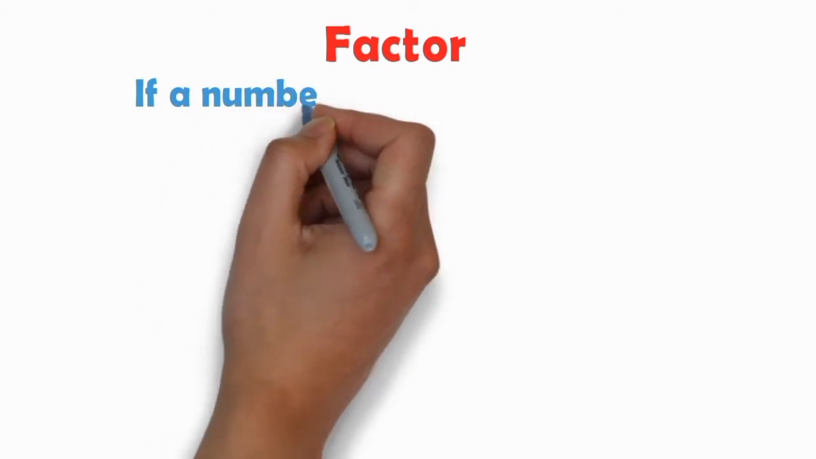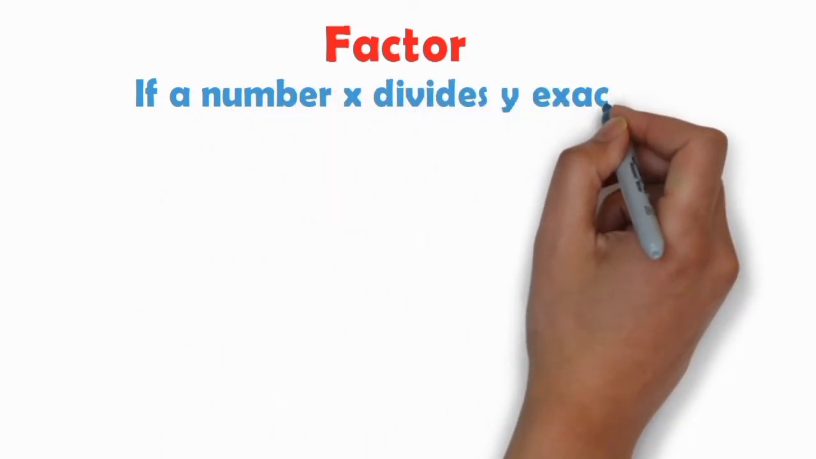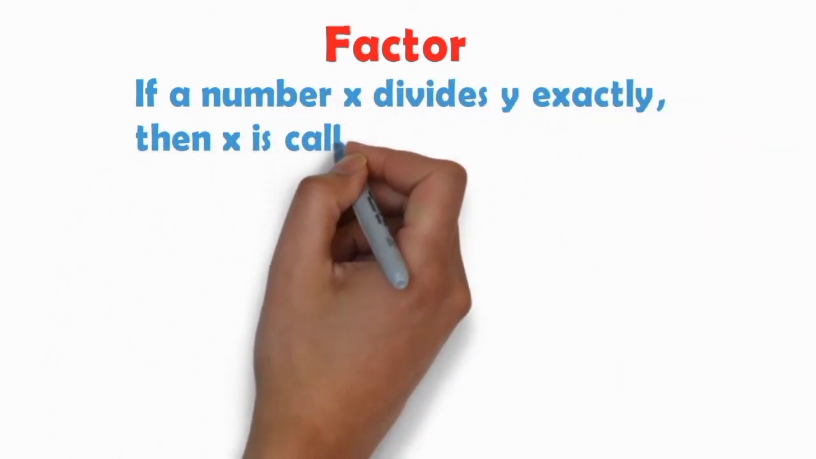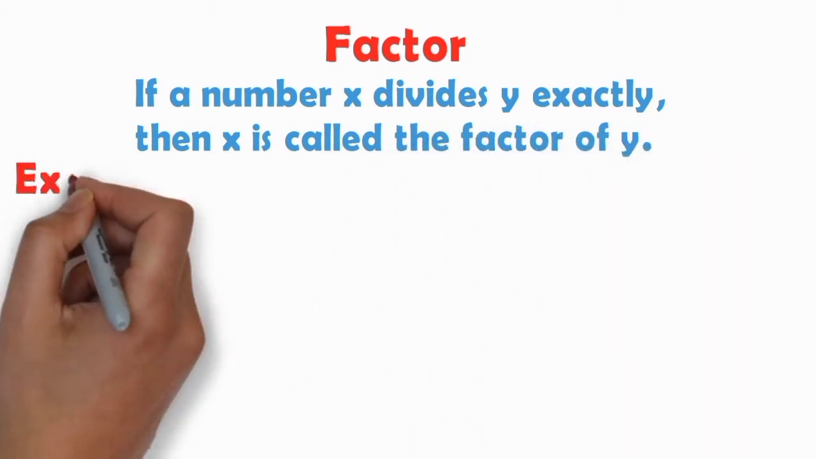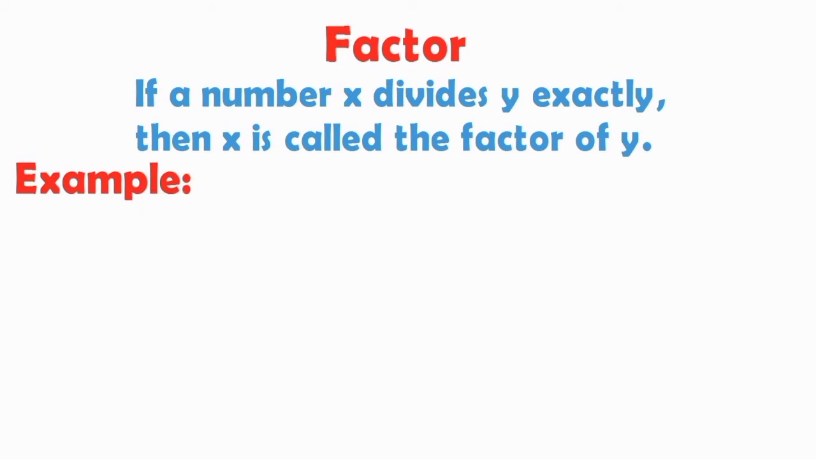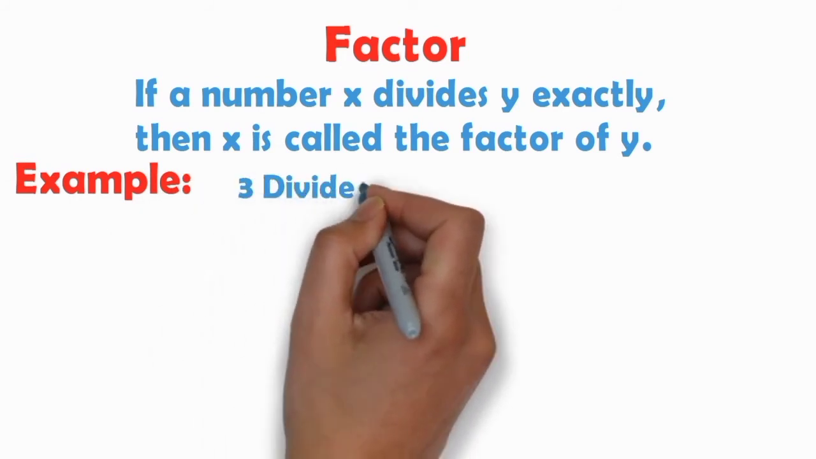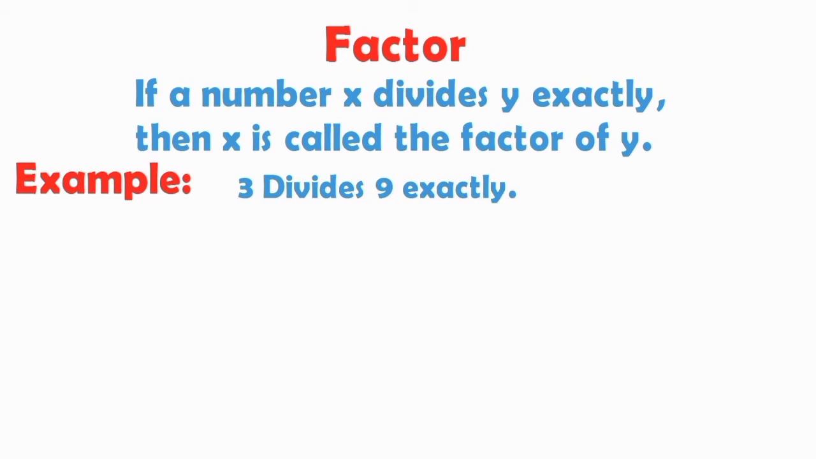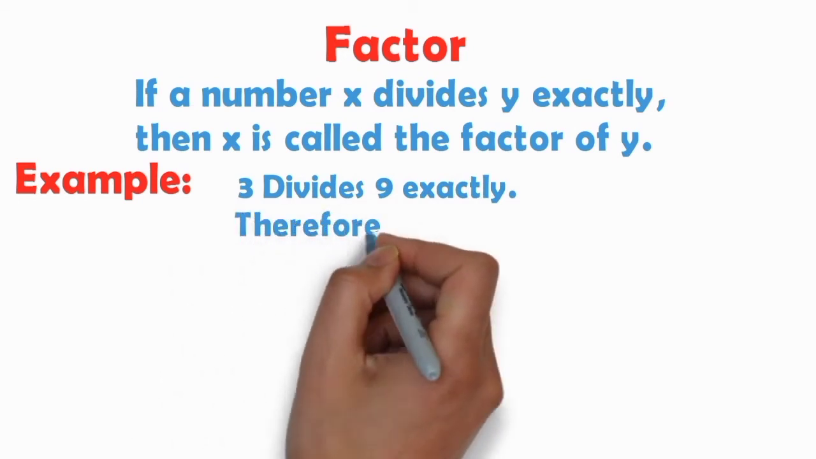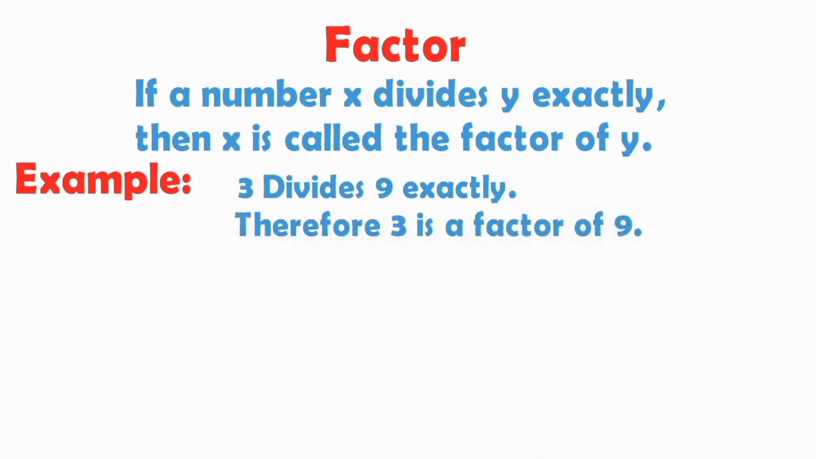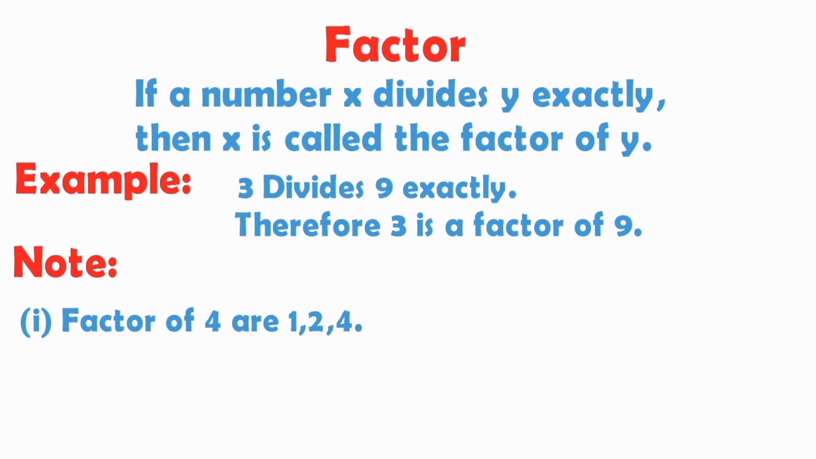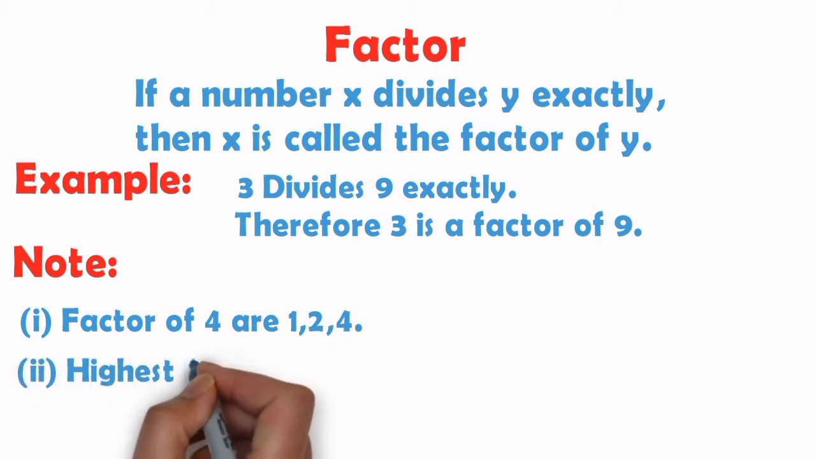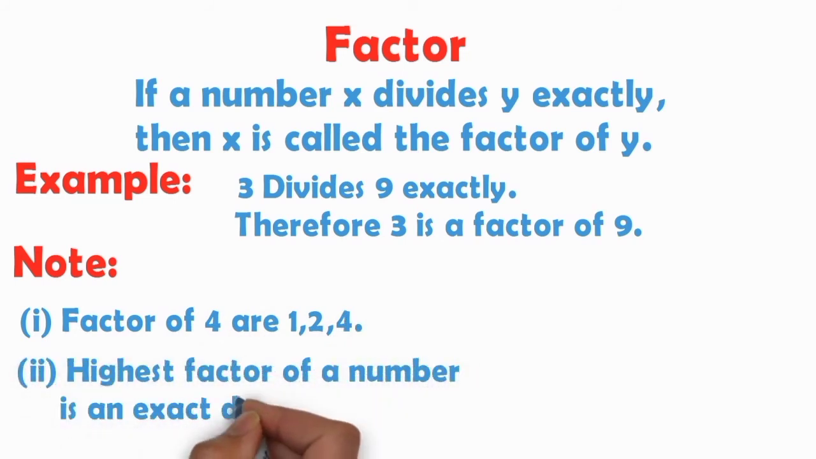In the next definition, factor. If a number x divides y exactly, then x is called a factor of y. For example, 3 divides 9 exactly, so 3 is a factor of 9. To write the factors of 4, we can write 1, 2 and 4. The highest factor of a number is the number itself, and every factor is an exact divisor of that number.